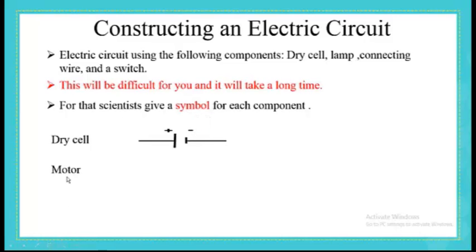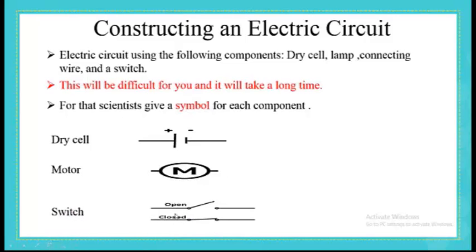Moving to the motor, represented by this symbol consisting of letter M. We have the switch, and we have two cases. We have the open switch and the closed switch. Moving to the lamp, and then the connecting wire. Now you are ready to schematize an electric circuit.